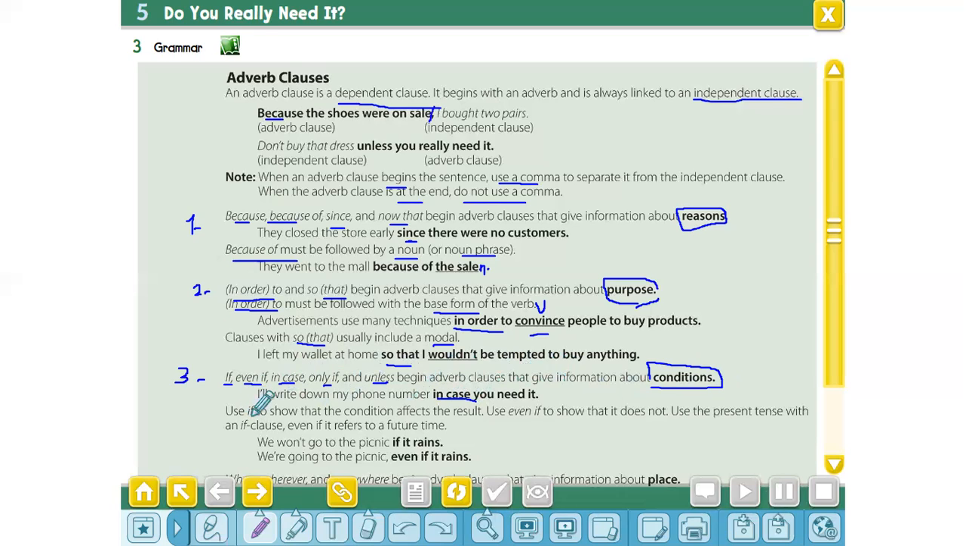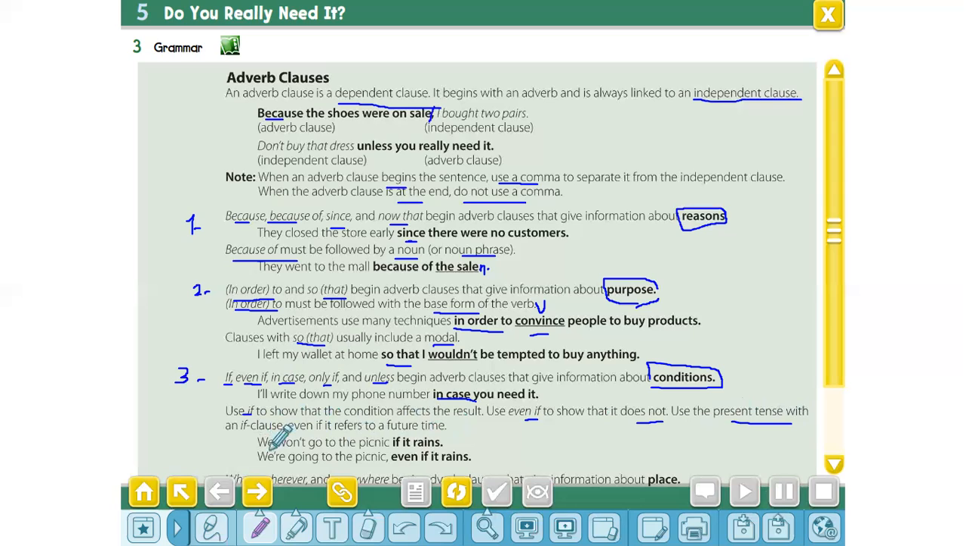Use if to show that the condition affects the result. Use even if or unless, which means if not, to show that it doesn't. Use the present tense with an if clause or even if it refers to future time.